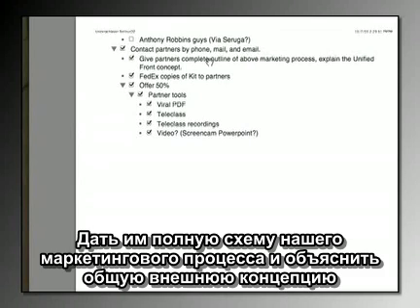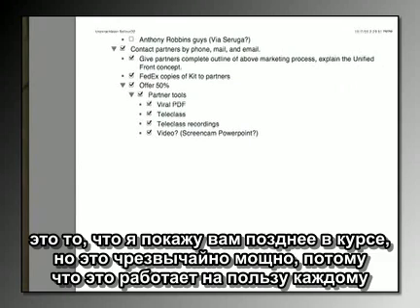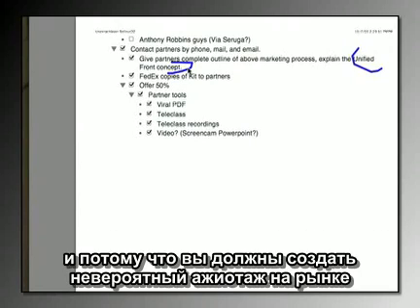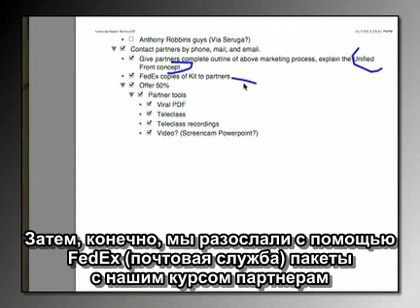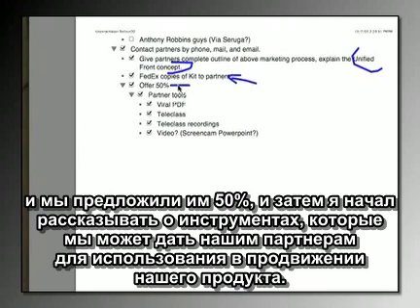Give them a complete outline of our marketing process and explain the unified front concept, which is something I'm going to go over with you later on in the course, but it's extremely powerful because it works in everybody's favor. It causes you to have an immediate buzz in the marketplace. Then, of course, we could FedEx the kit, which was our course, to the partners, and we would offer them 50%. And then I started talking about the tools that we could give our affiliate partners to use in promoting our product.